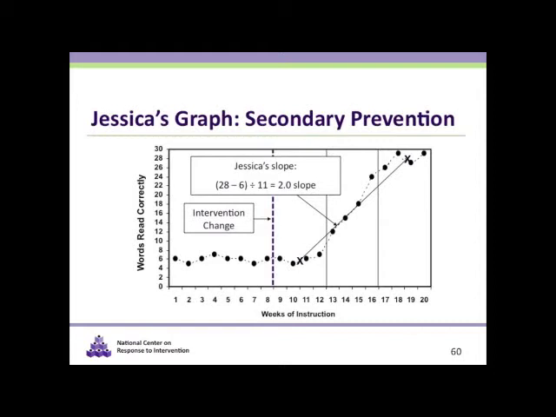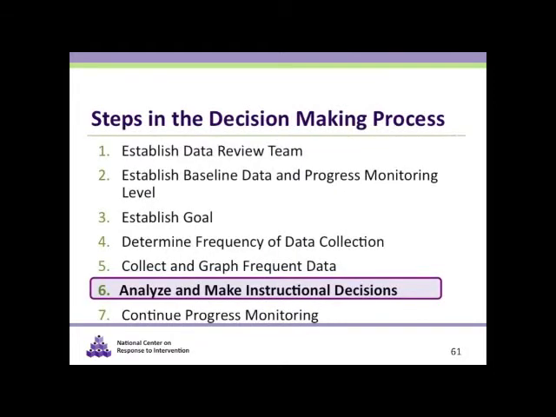11 is used for the denominator for this calculation because there are 12 data points that were collected on a weekly basis. Therefore, the number of weeks of instruction that Jessica participated in was 12 minus 1, or 11. Once enough data has been collected, the team can analyze and begin to make instructional decisions.